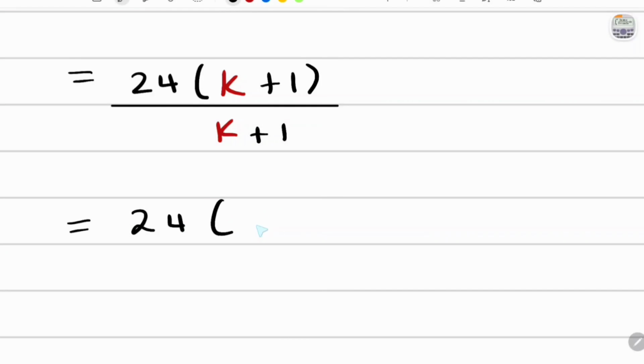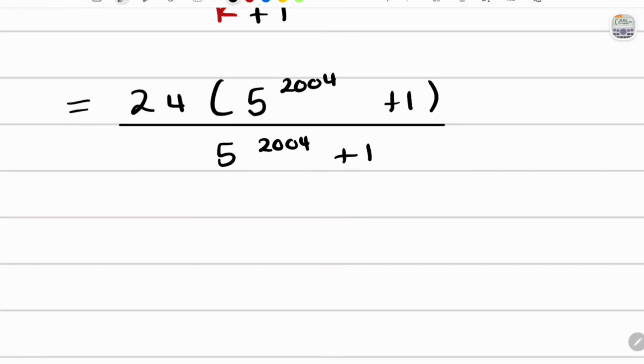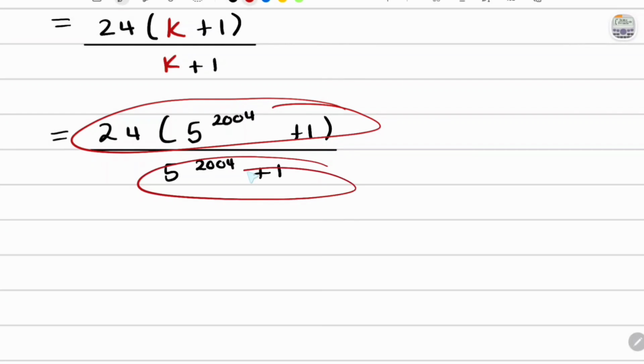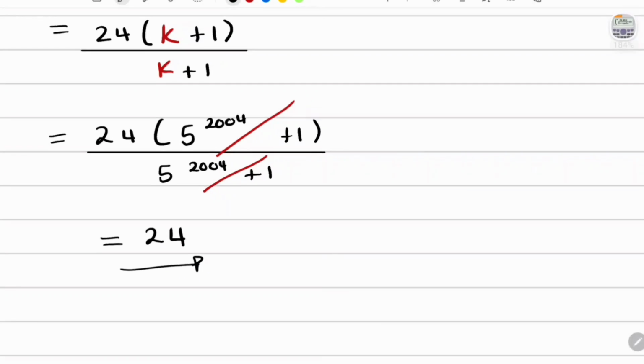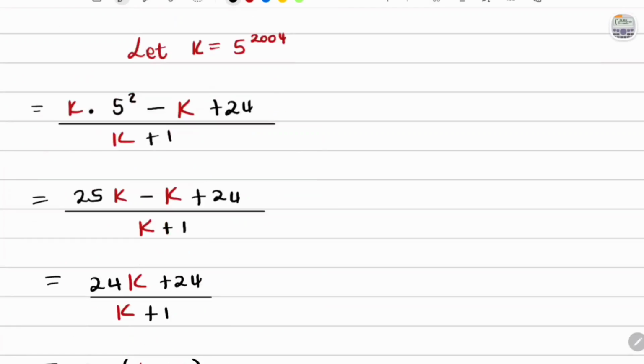So 24, and then that's 5 to the power of 2004, replacing k plus 1, over 5 to the power of 2004 plus 1. Do you see that we have the exact same thing on the numerator and the denominator, and one term on the numerator, one term on the denominator, so we are free to cancel. So those two cancel, and our final answer is just 24. And there we go. So all of that is equal to 24, and that is 2.1.3.